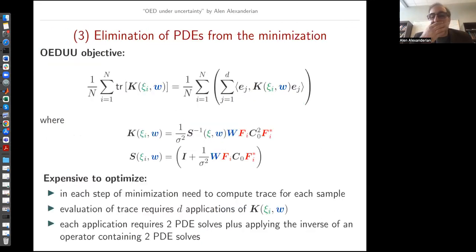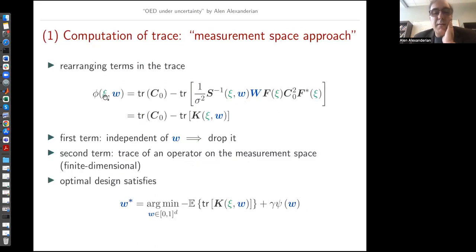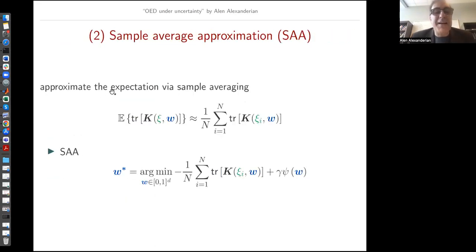Now, let's take a look. How do I calculate this trace? Well, I keep skipping. Another thing: we have to optimize the expected value of this operator K, where the expected value is taken over C. You can use either stochastic approximation or sample average approximation. The latter is what we use. So we use an SAA approach.